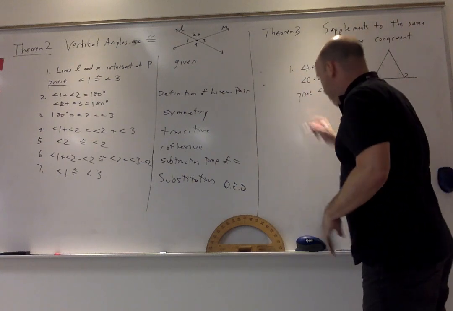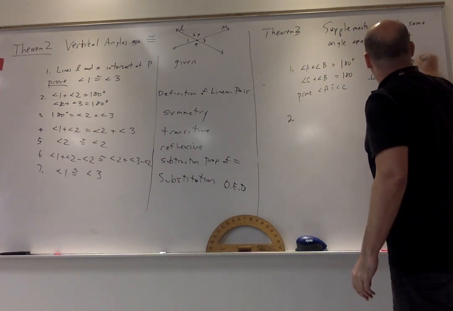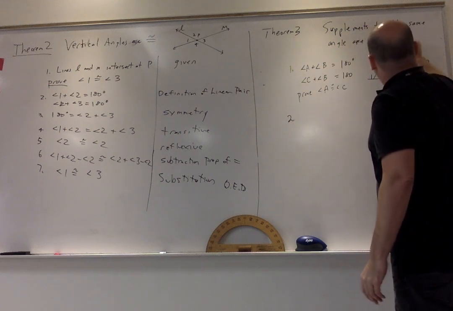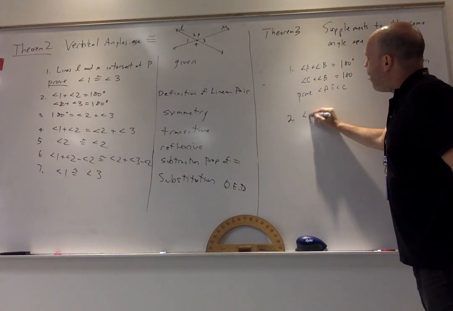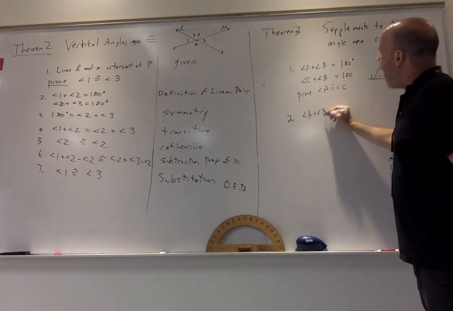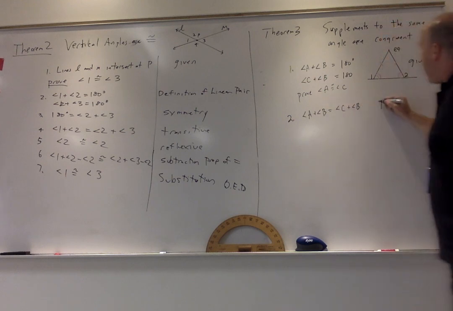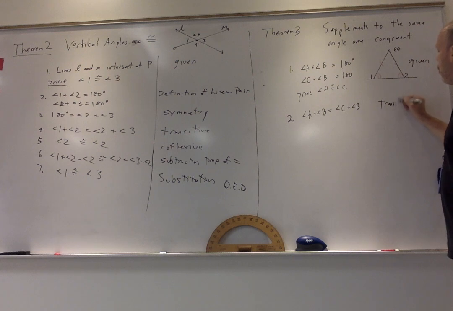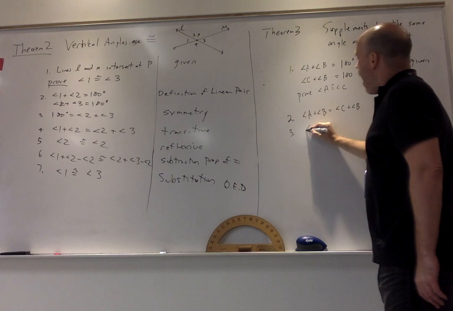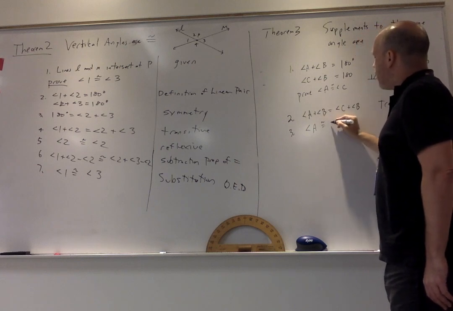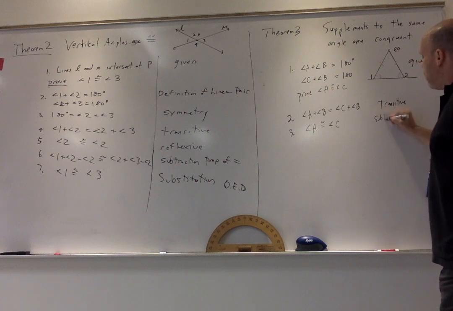So we go through the steps again. Line 1, this is given. What's going on with 2? Well, we can kind of pick up the pace a little bit. Angle B is equal to angle C plus angle B. Transitive. And then number 3 is angle A is congruent to angle C. Subtraction postulate.